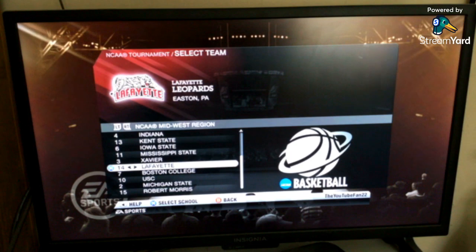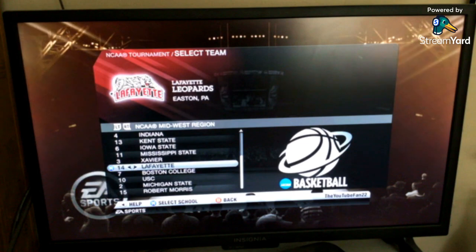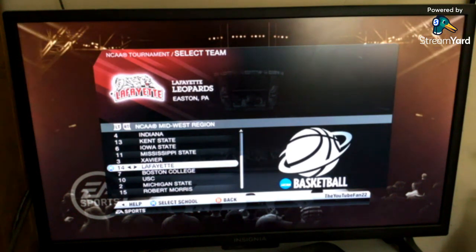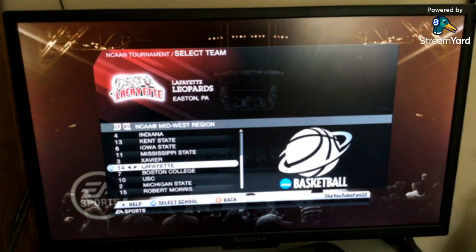So here's the problem. We can pick up one of the remaining First Four, which is Texas Southern, FDU, Texas A&M Corpus Christi, or Southeast Missouri. But none of them are in the Midwest region.